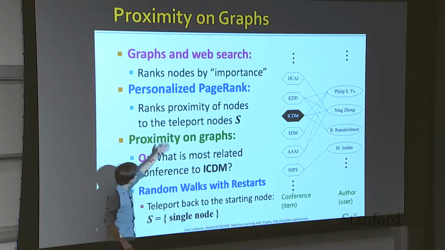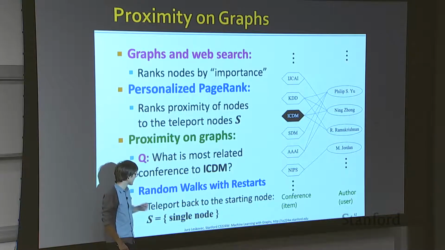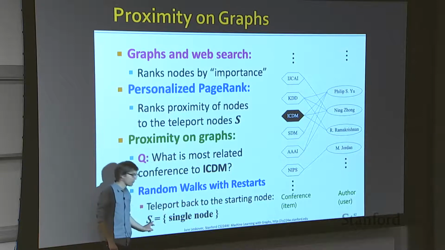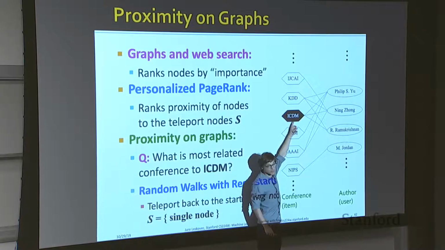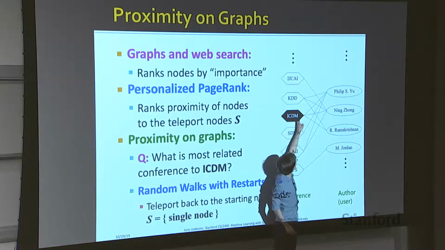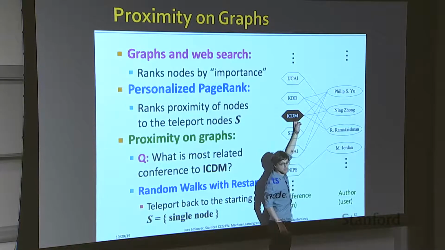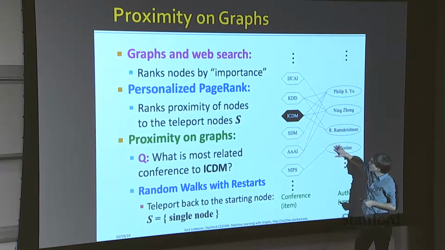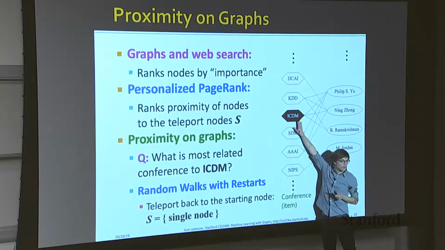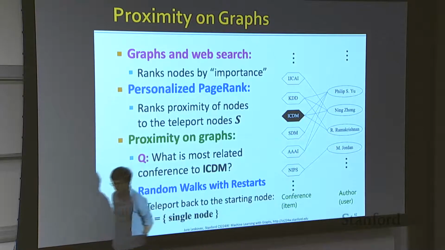And this can be a set of nodes, or the teleport set can be an individual node, and then this is called random walk with restart, right? Whenever I teleport, I go to the starting node. So the idea would be, if I want to say what conferences are related to ICDM, I do a random walk starting here, but whenever I decide to teleport, I jump back here, right? And this way, I will identify what conferences and what authors are most visited when the random walker starts at ICDM, and that is the answer.